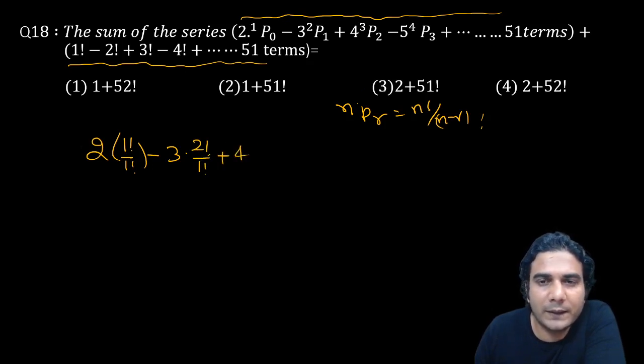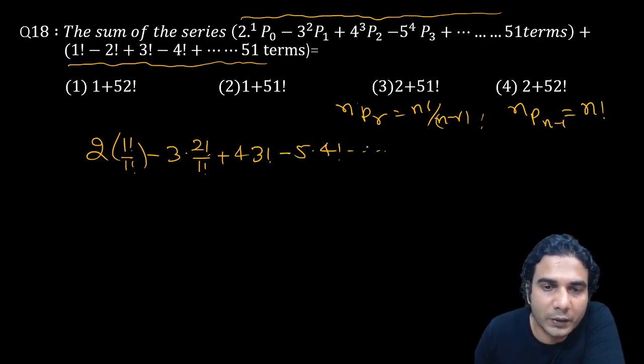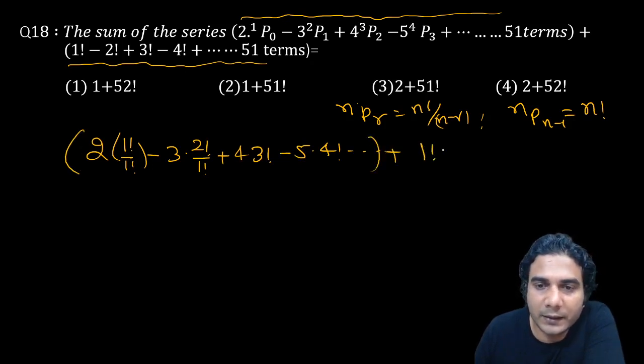So in fact, let's generalize it. n minus 1 into n factorial is nothing but n plus 1 factorial, all right? So let's write 4 into 3 factorial, then minus 5 into 4 factorial, and so on, right? This is the first bracket, and the second bracket is 1 factorial minus 2 factorial plus 3 factorial minus 4 factorial, and so on up to 51 terms.